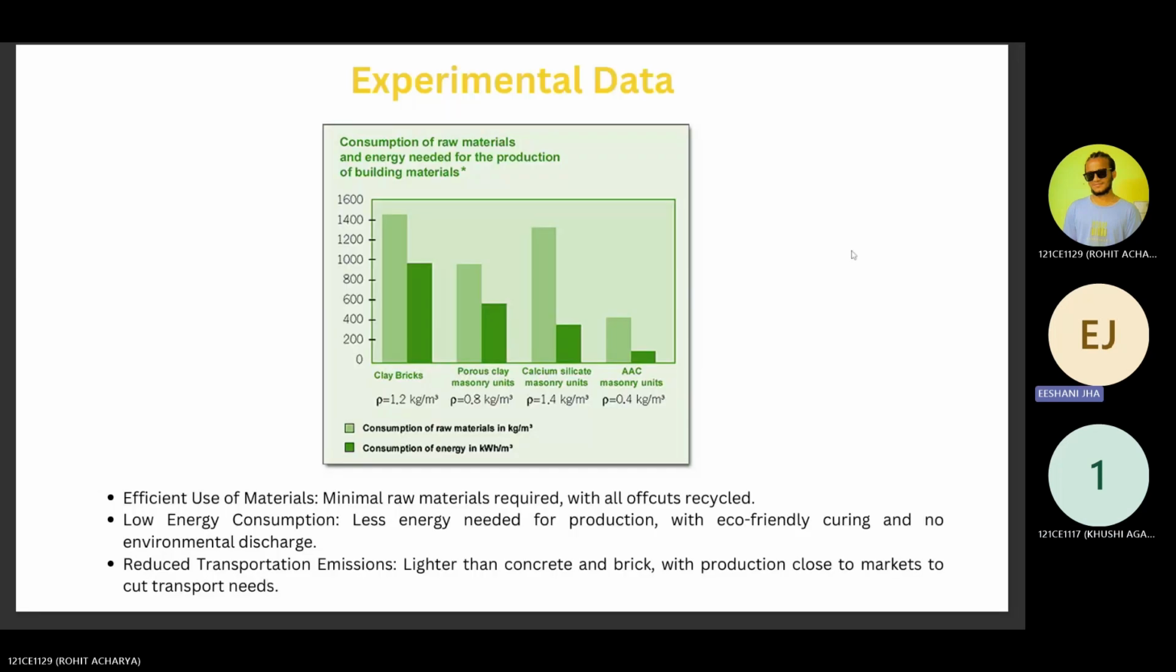Thanks, Kushi. Now, looking at some experimental data will give us some very valuable insight into the topic. The first chart, as can be seen, displays the consumption of raw materials and energy for various building materials. It can be noticed that AAC stands out by requiring significantly less raw materials, measured in kilograms per cubic meter, and lower energy, measured in kilowatt hours per cubic meter, which makes AAC an appealing choice for sustainable construction.